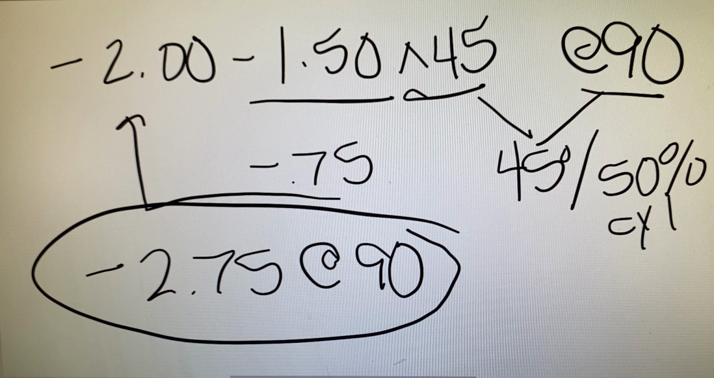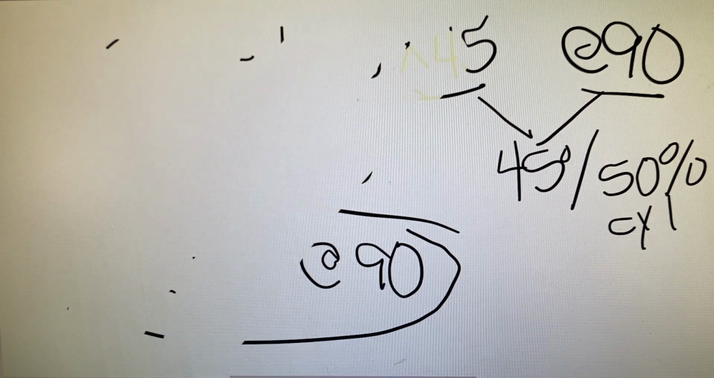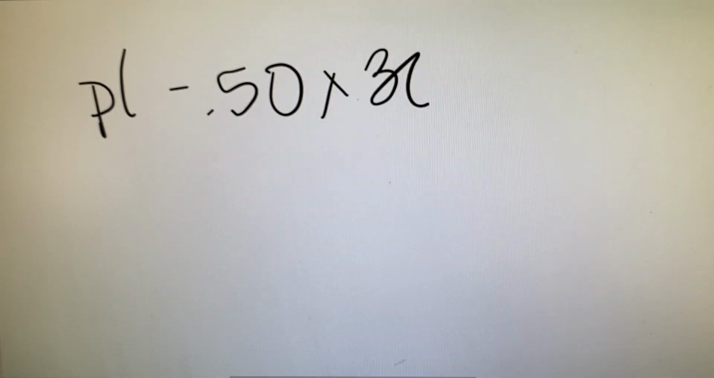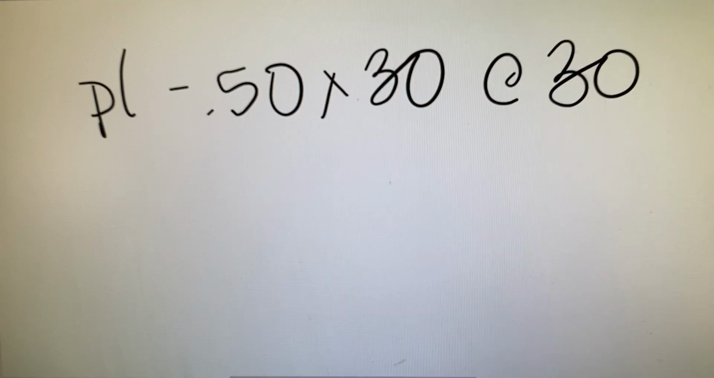So that was number 12. Let's go ahead and tackle 15. So 15 basically says that the prescription is Plano -50 at 30. They want to know what it is at 30.